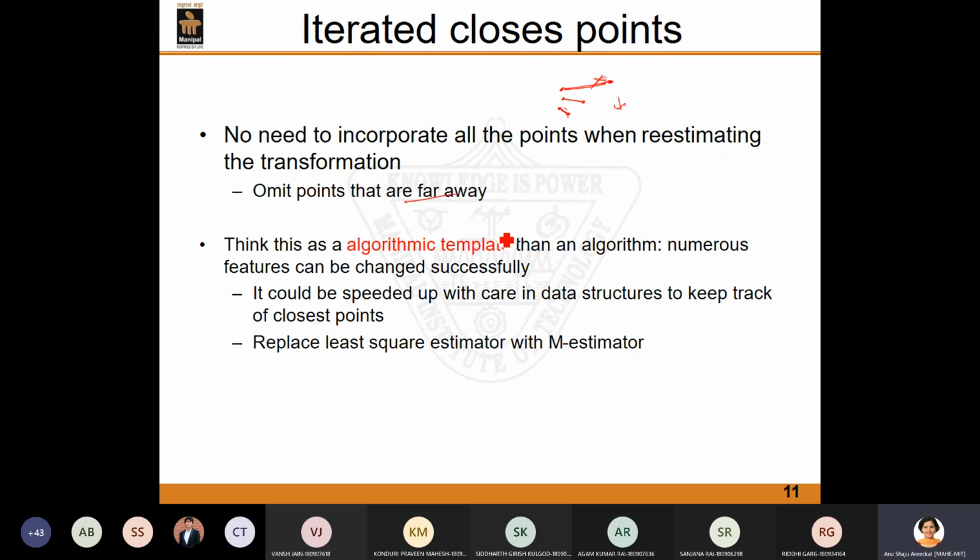Then better algorithms can also be used. Maybe for calculating distance you can use other distance measures, or you can use some other method for finding the correspondence, etc. Or instead of the least square estimation, you can use some other estimation functions or algorithms. So there are various ways by which the ICP algorithm can be further modified.